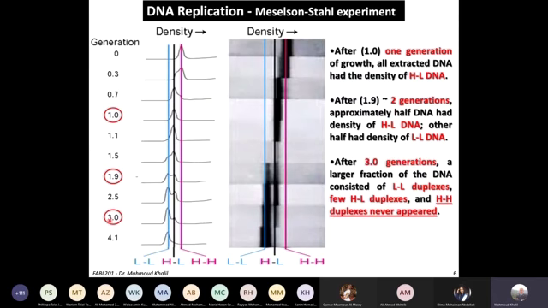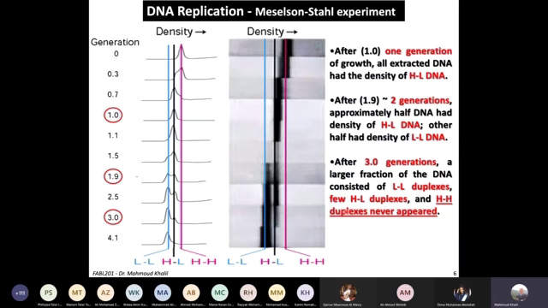What if after the third duplication time? After the third duplication of the bacteria, you will soon find that all of the fraction now is composed mainly of light and light, because the heavy have been consumed and there is no new source of heavy nitrogen. So that's why after the third generation, a larger fraction of the DNA consists of light duplex.